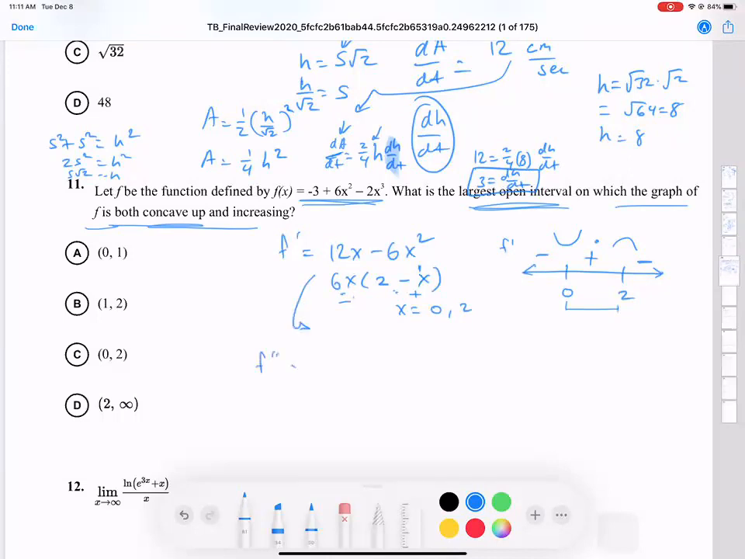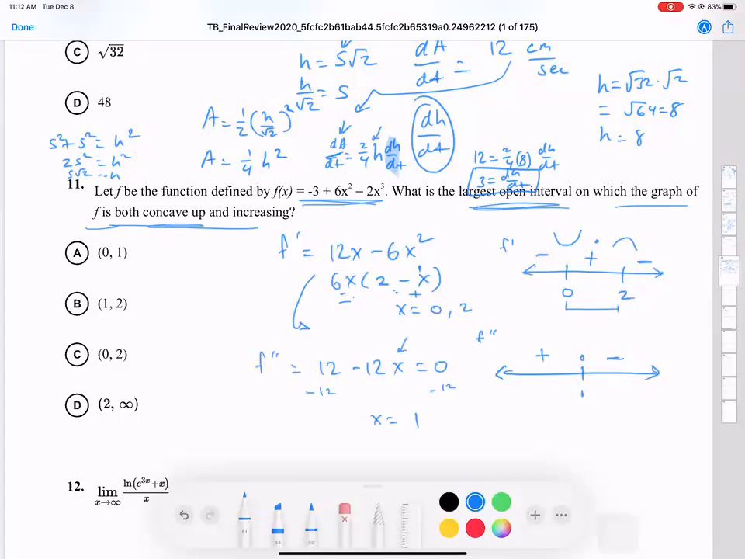F double prime is 12 minus 12x, equal to 0. Make that equal to 0, and we know it changes there. Subtract 12 from both sides, so x is equal to positive 1. So at 1, let's draw my next concavity graph, f double prime. At 1, we know it changes, but from which way to which way? I don't know. So we're going to plug in values on the right and on the left. Looking here, if I pick a number that's too big, this is going to be negative, and this is going to be positive.